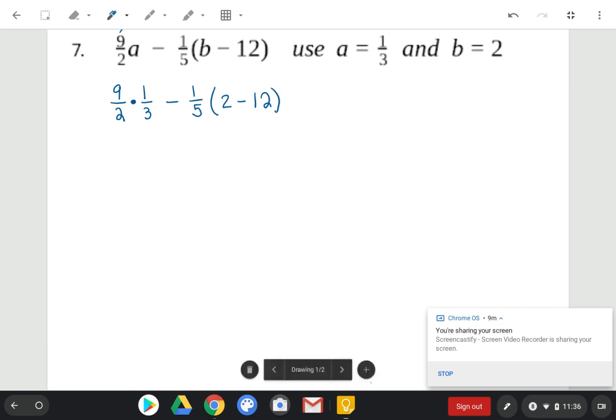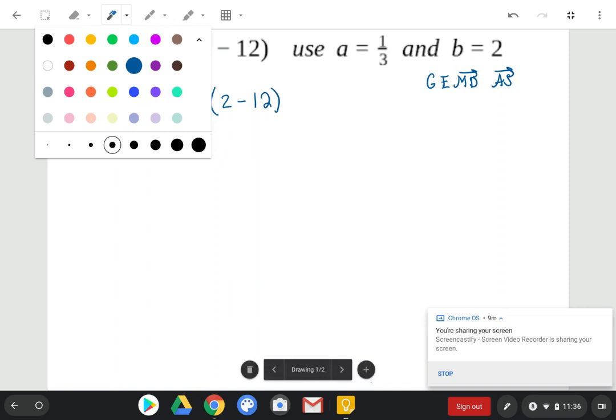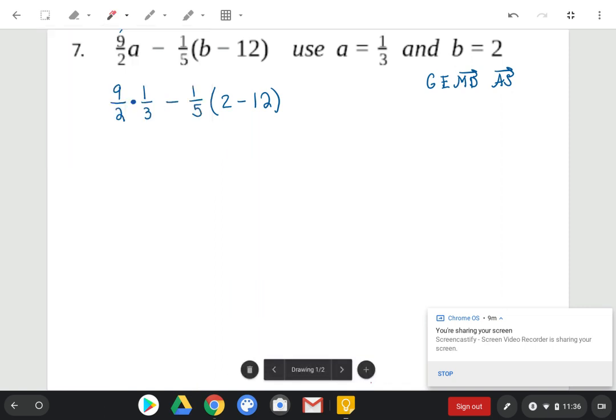Okay, so let's not forget our order of operations. We're going to look for grouping symbols, then exponents, then multiplication and division from left to right, and then addition and subtraction from left to right. So the first thing we are looking for is grouping symbols, and we do have grouping symbols, the parentheses. So the first thing we need to concentrate on is what is 2 minus 12.